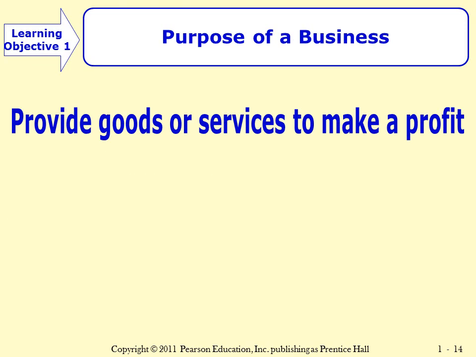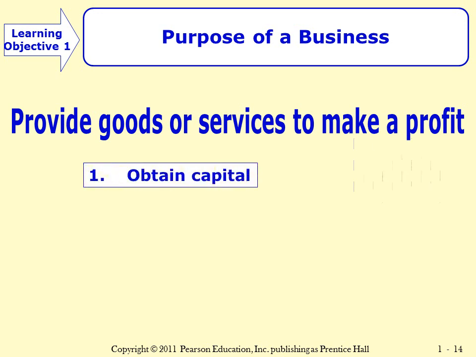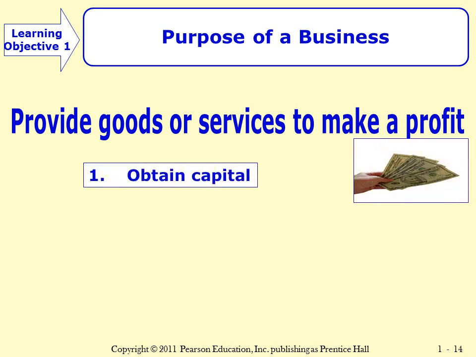Learning objective 1. The purpose of a business is to provide goods or services to make a profit. Steps to that include obtain capital. It's number 1. Just like the old saying, it takes money to make money. You've got to have some money to invest into starting up the business.